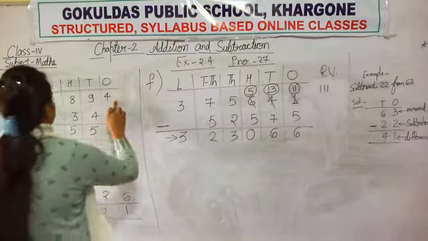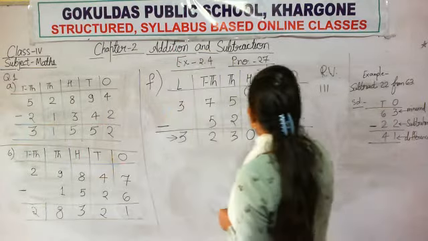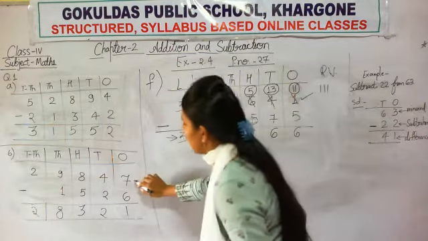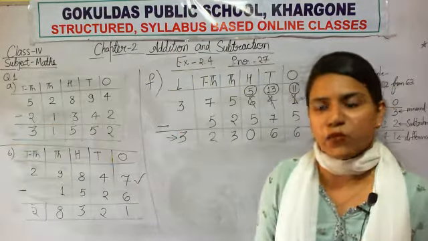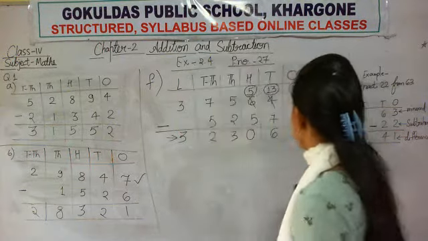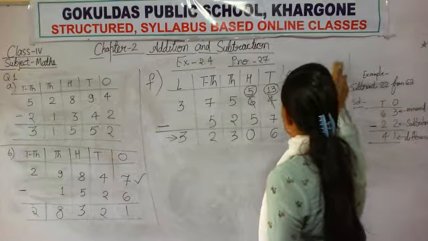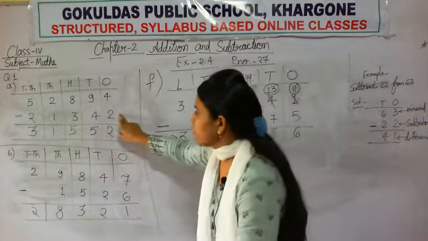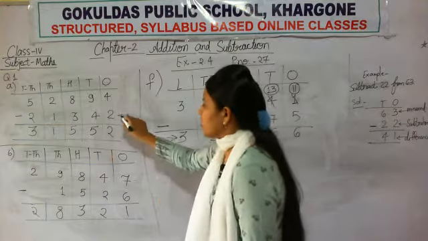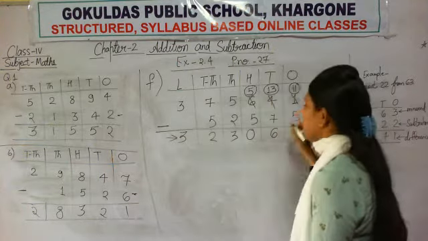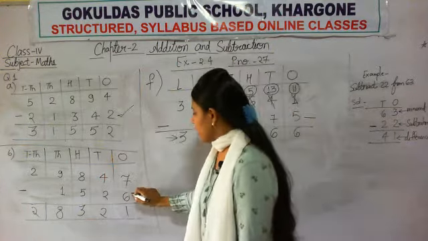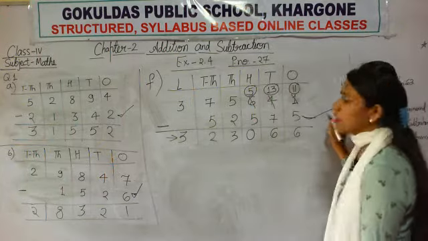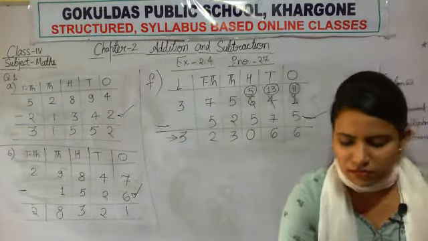The larger number is called minuend. Here the larger number is called minuend. The number which you subtract, that is the second number, is called subtrahend. So here this is the subtrahend.